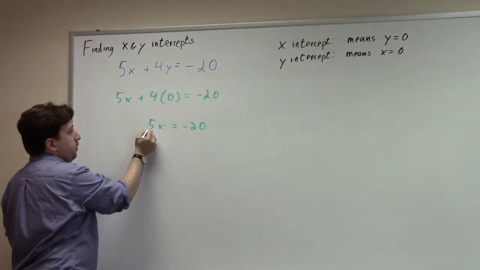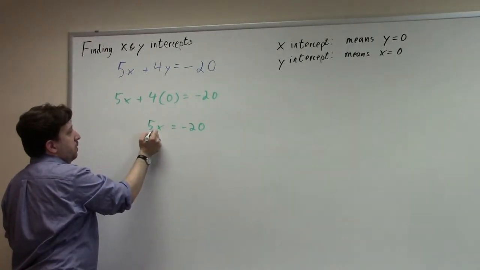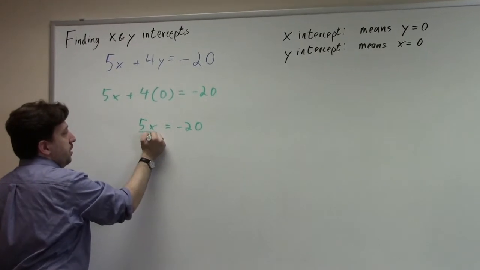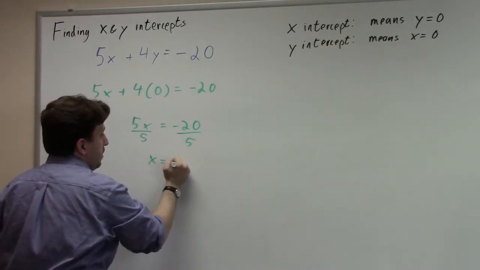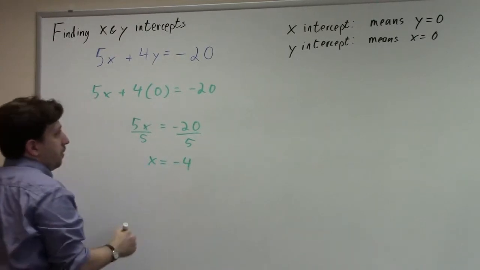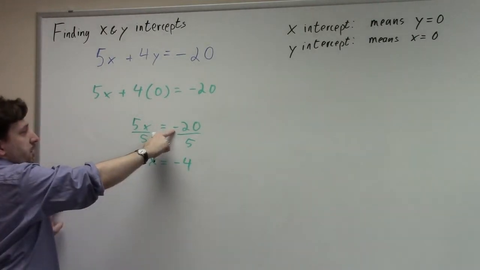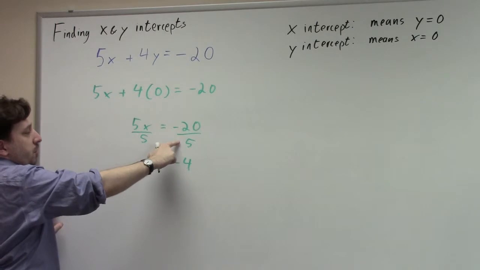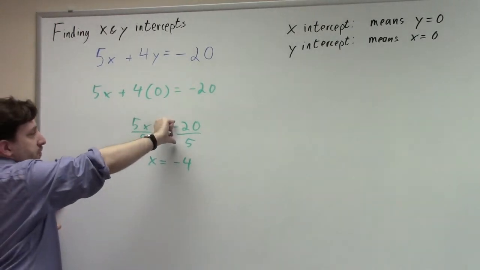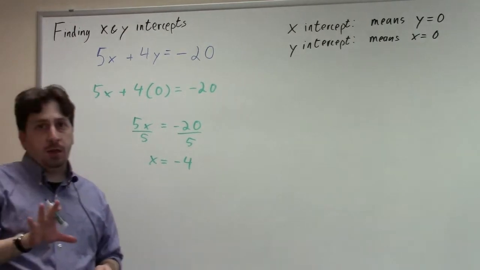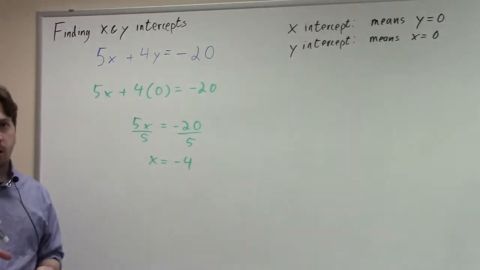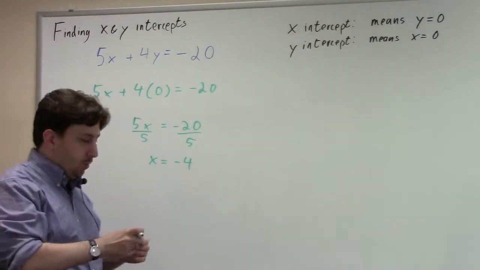Then, in order to get rid of this coefficient of 5 here, I need to divide both sides by 5. That's going to give me x equals negative 4. And keep in mind, this is going to be negative because my top number is negative and my bottom number is positive. So since I have different signs, I'm going to end up with a negative result. Now, once you find that x value, you're not quite finished. You've got to write it as a coordinate point.